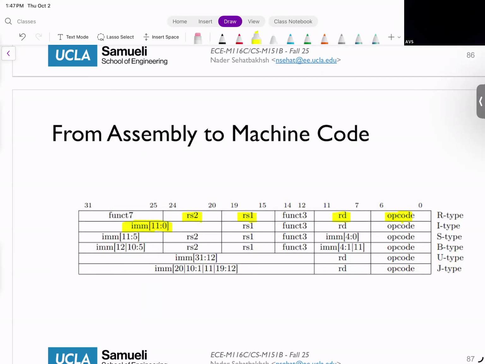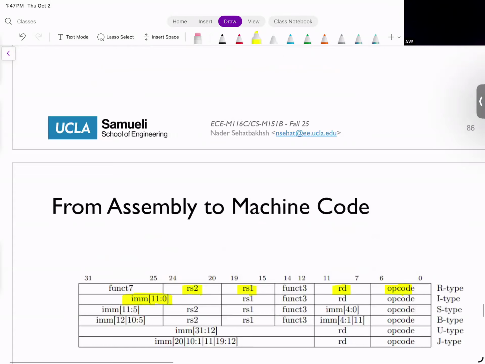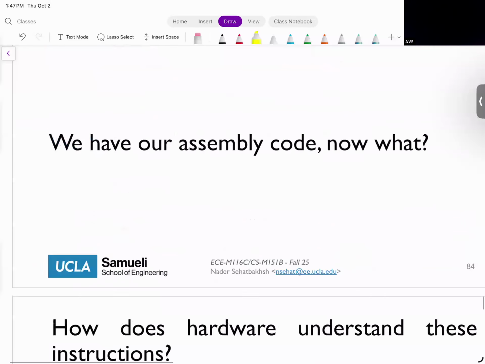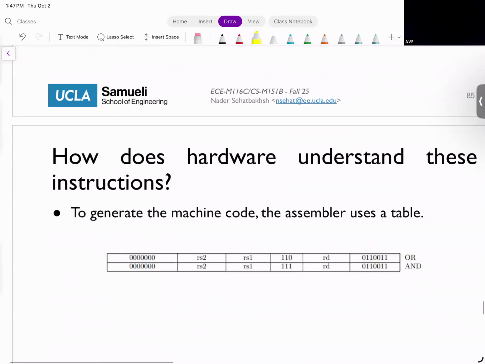So one instruction, for example, has RS1 and RS2. The other instruction has RS1 and an immediate. The other instruction has other things. So I basically divide these into groups. In RISC-V, we have 6 different groups: the R-type, I-type, S-type, B-type, U-type, and J-type. So next time I'm going to go over and show you how these instructions become a sequence of zeros and ones in 32 bits that the hardware will understand.